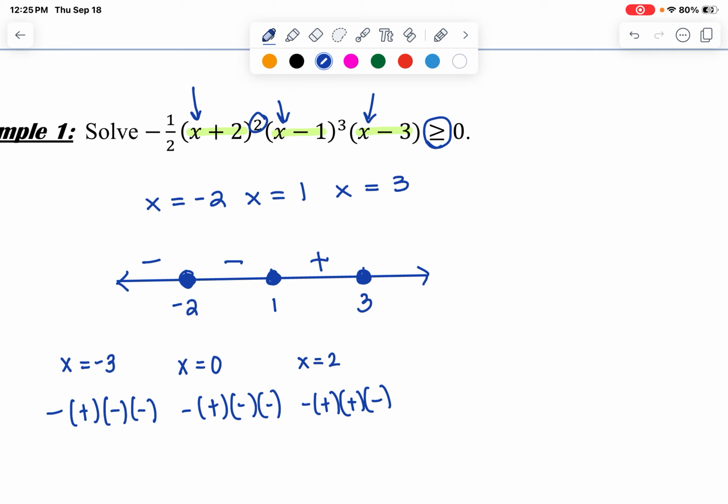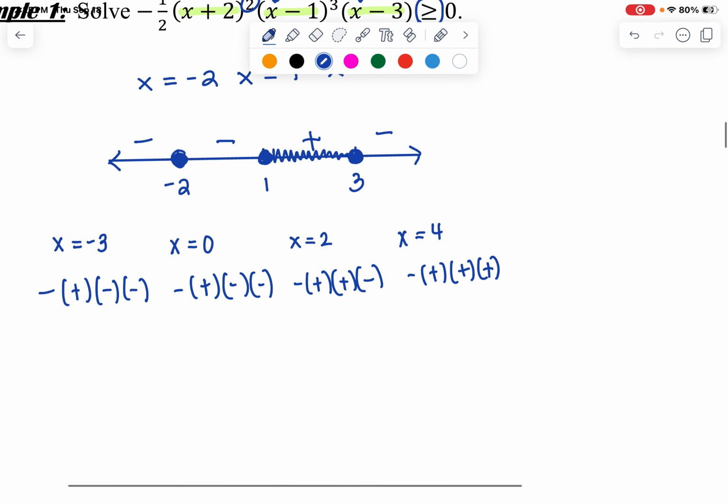And then lastly, a number bigger than 3. I'm using 4. I get that negative no matter what, that positive no matter what. I just really got to test those 2. 4 minus 1 is 3. 3 cubed is positive. 4 minus 3 is 1, which is positive. A negative times 3 positives is negative. Okay, now just to go back and say, what values am I including? Am I doing less than 0 or greater than 0? It's or equal to, right? I'm doing greater than, so I choose these.